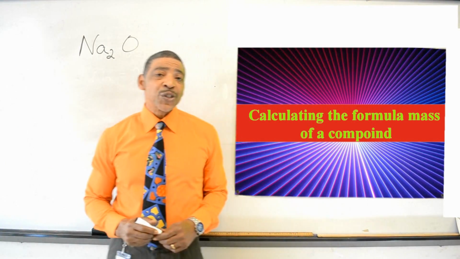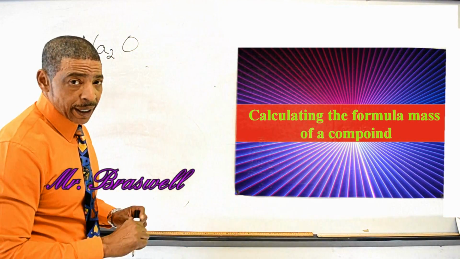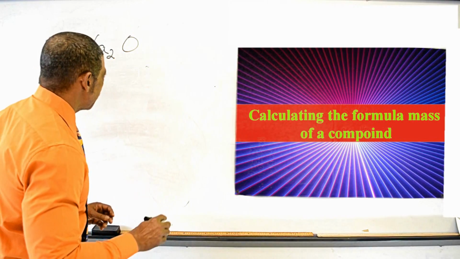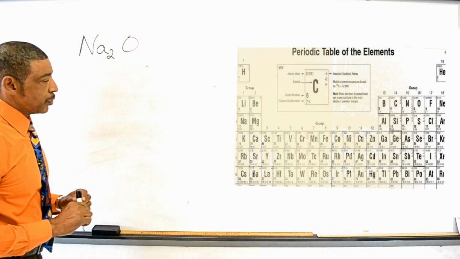Mr. B, and during this short lesson, I will explain how to determine the formula mass or molar mass of an ionic compound. Let's begin with a simple compound, sodium oxide, Na2O.